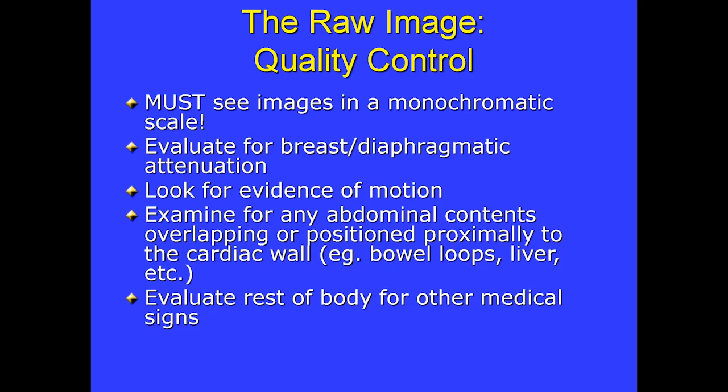And why you want to do this is because you really want to look for shadows, and look for breast or diaphragmatic attenuation. You might be able to pick out evidence of motion, look for any abdominal contents overlapping, anything that may be interfering with your ability to read the scan accurately, and also look at the rest of the body for other medical signs that you may be able to pick up.